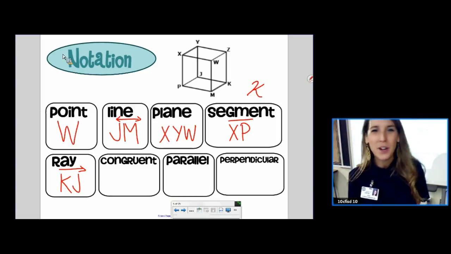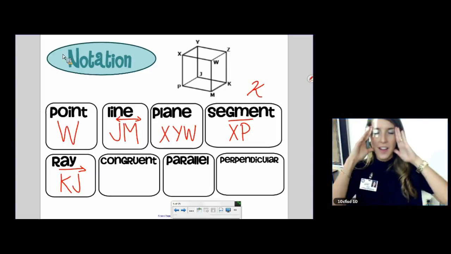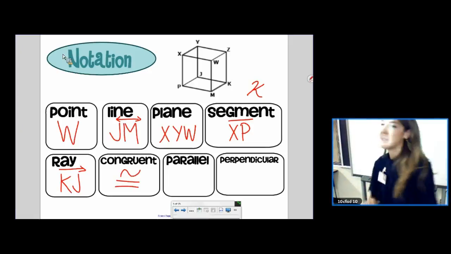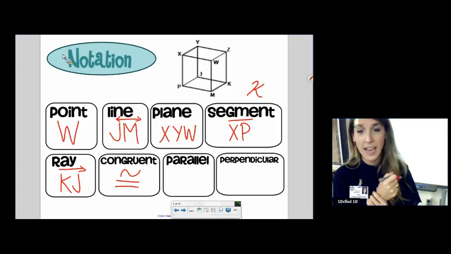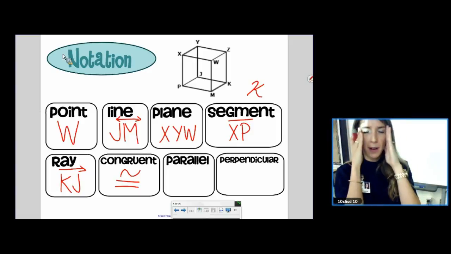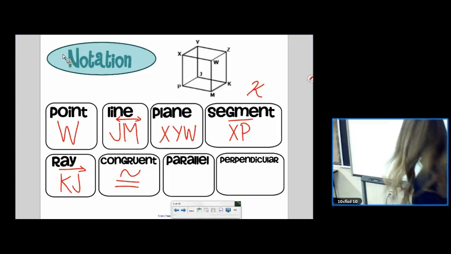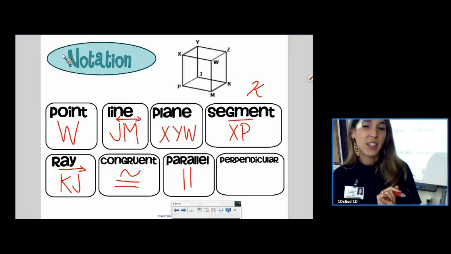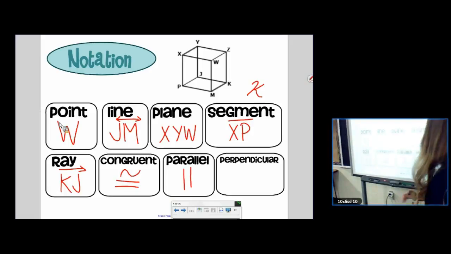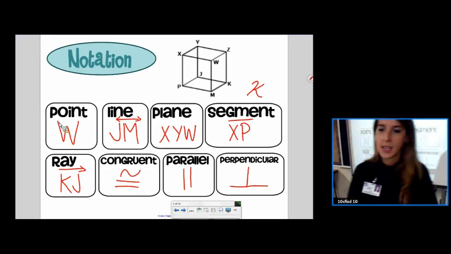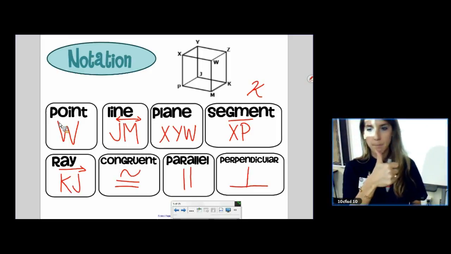Y'all remember the symbol for congruent? Picture it in your head. Okay, I can see it. Yep. Equal sign with a squiggly on top means that 2 segments are congruent, the same length. Parallel, close your eyes and picture the symbol for parallel. Okay, got it. And perpendicular. This one actually is not on your vocab sheet because we're going to go over it more in a different unit, but it's still a really good symbol to know. Upside down capital T. Good?